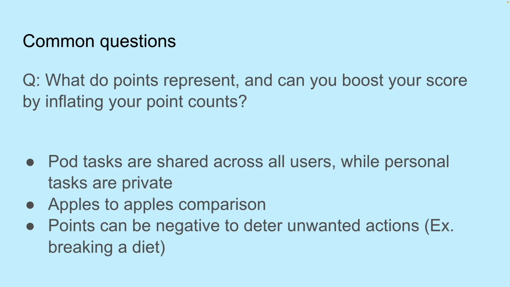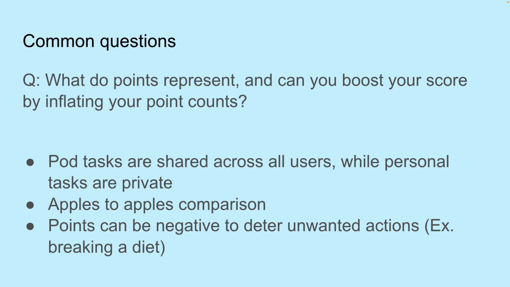Another question similar in vein to the previous one is, what do points represent, and can you boost your score artificially by inflating the point counts? To answer this, it's important to note the differences between personal tasks and pod tasks. Personal tasks exist only on your personal page and are not shared with anyone else. Your personal progress for these tasks is only shown to you and not compared with anyone else. On the other hand, pods are groups with shared tasks, so all users in a pod can see the same tasks and point totals. Therefore, only within a specific pod and stamp can you make apples-to-apples comparisons, since these point totals are not at all related to the progress on your personal tasks.